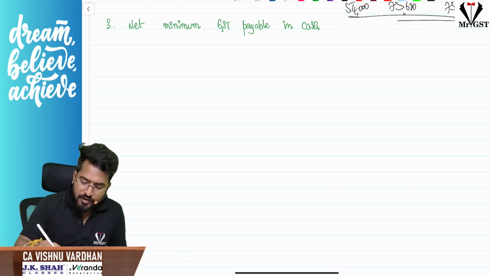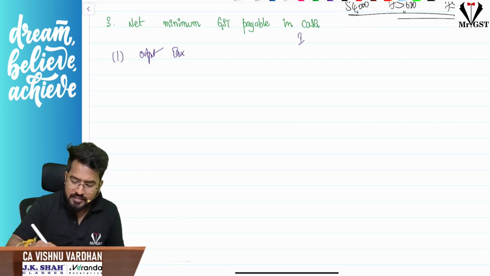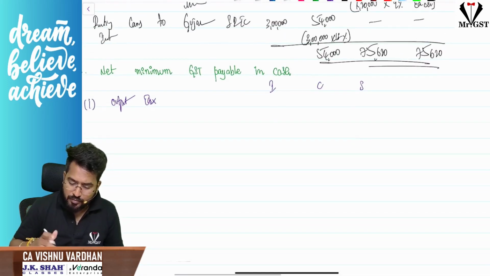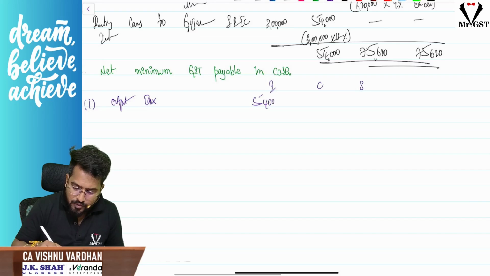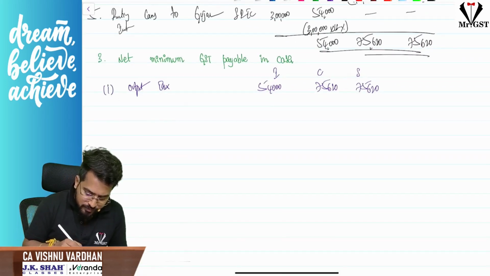Sir, if you see the set off, net minimum GST payable in cash. First, I will take the output tax. What is output tax? IGST, CGST, SGST: 54,000, 75,620. So now you should set off, correct? So, minus set off ITC.